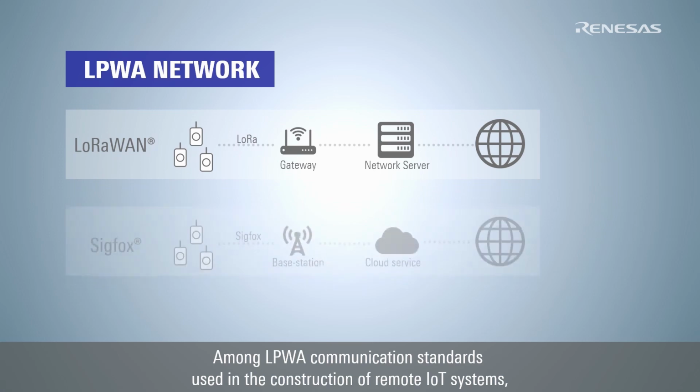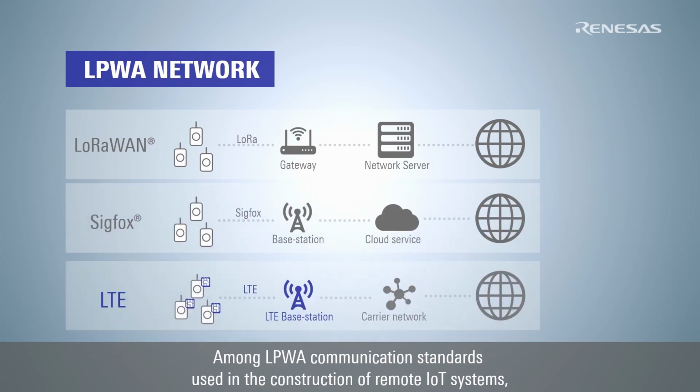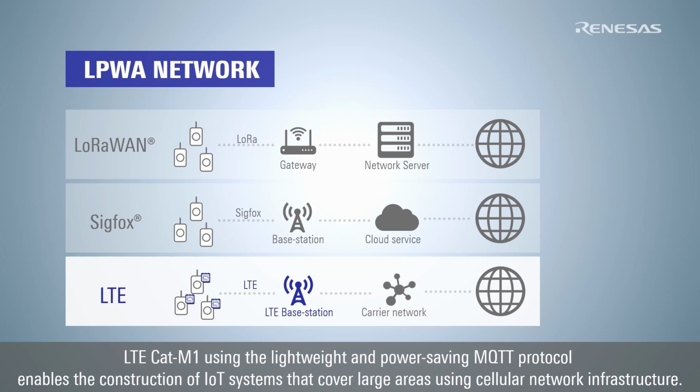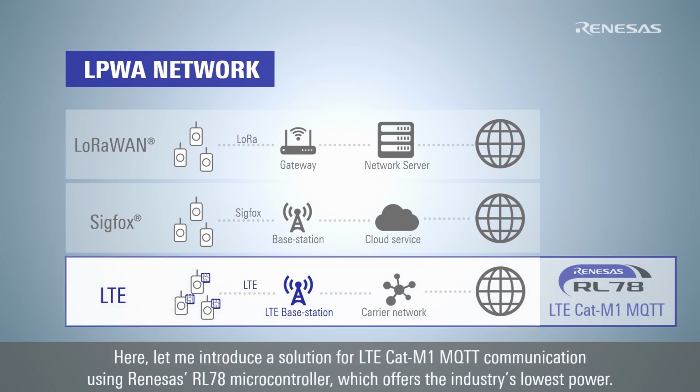Among the LPWA communication standards used in the construction of remote IoT systems, LTE CAT-M1, using the lightweight and power-saving MQTT protocol, enables the construction of IoT systems that cover large areas using cellular network infrastructure.